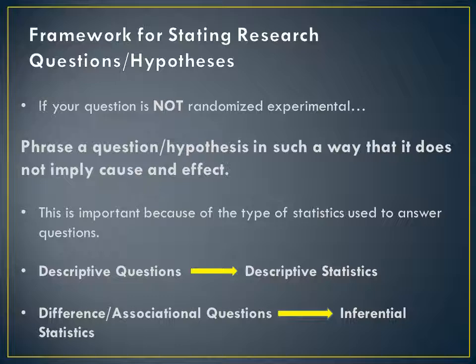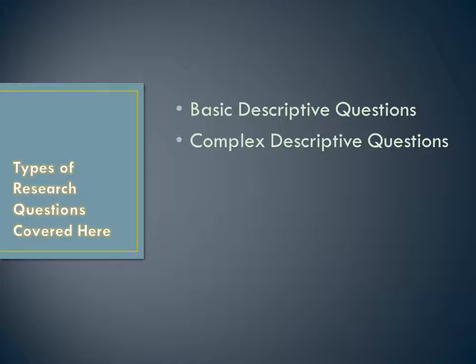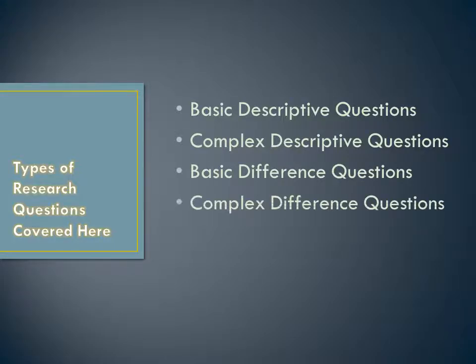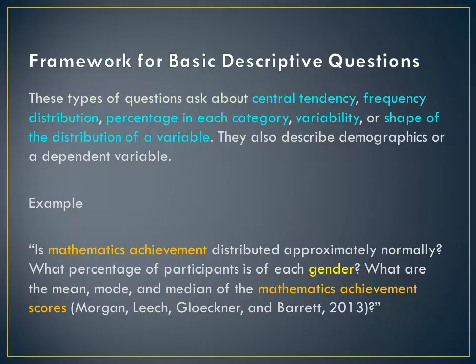For instance, if you were going to write a descriptive question, you would use descriptive statistics. If you are writing a difference or associational question, you are using inferential statistics. These do not imply cause and effect. So the types of research questions covered in this presentation today are basic descriptive questions, complex descriptive questions, basic difference questions, complex difference questions, basic associational questions, and complex associational questions.